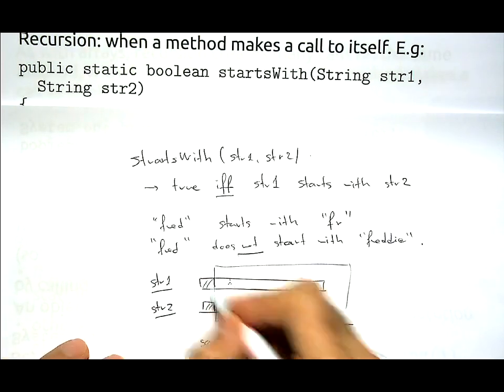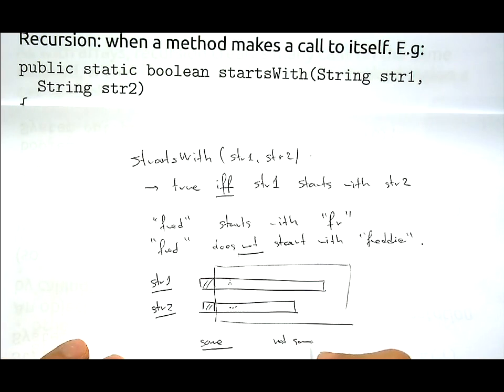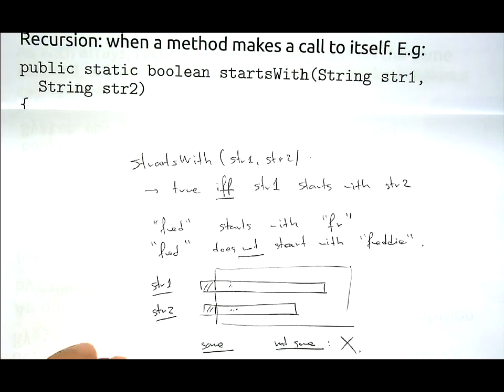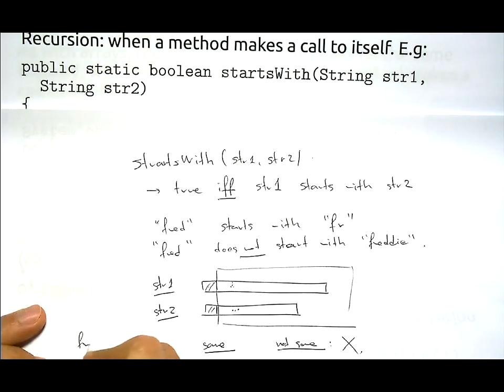But if these guys are not the same, then, well, it's hopeless. They cannot start with each other. It's like trying to see if, I don't know, Fred starts with some string that starts with K. Well, that's never going to work. So the good thing is I can do this recursively.